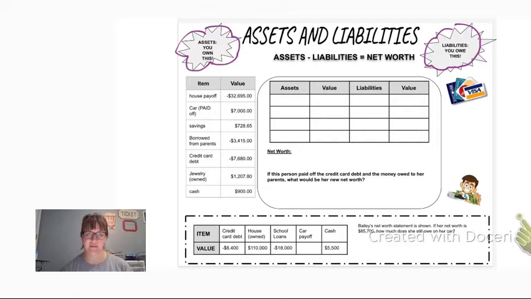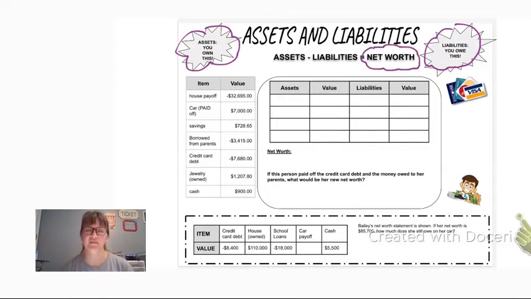Credit card debt is a liability. Student loans are a liability. If you borrow money from someone that you're going to have to pay back, that's a liability. So assets are things that you own, and liabilities are things that you owe. We use those two things to calculate your net worth.